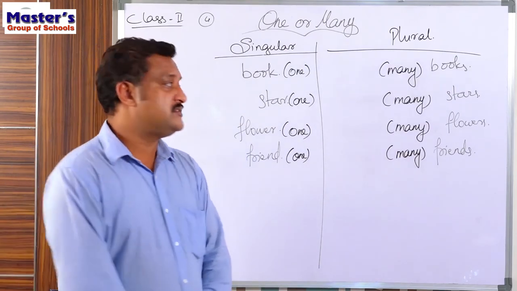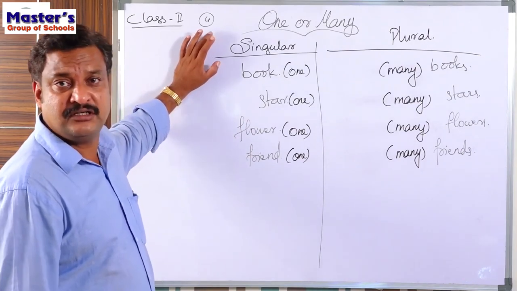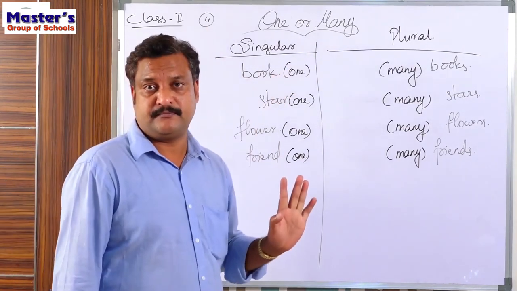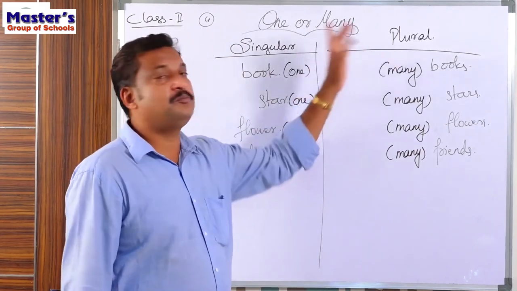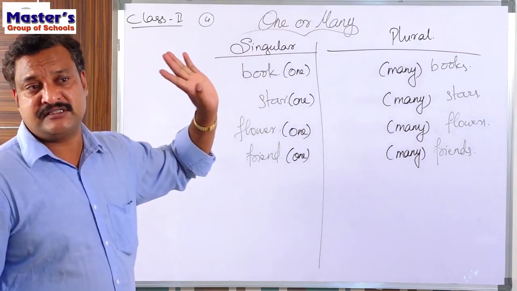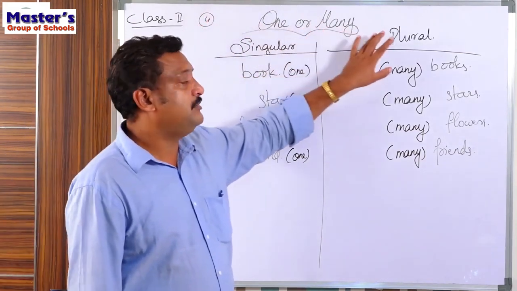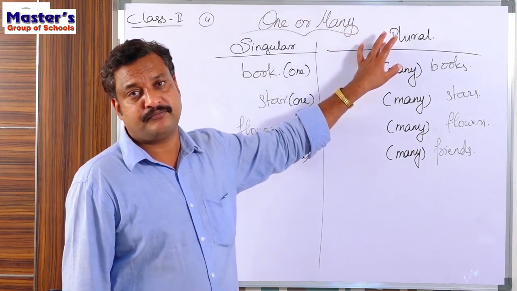Isn't it? So, singular means one, and plural means more than one. Okay? Many means a plural. One means a singular. Okay? So, how do we have to understand this? One means singular, and many means a plural. Okay.